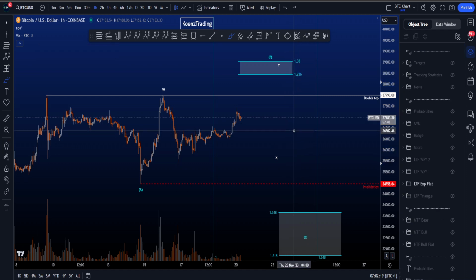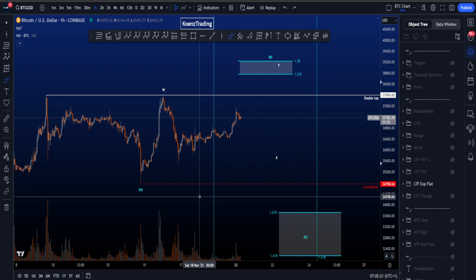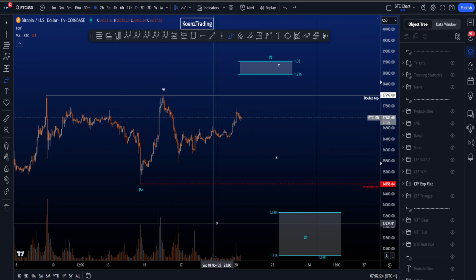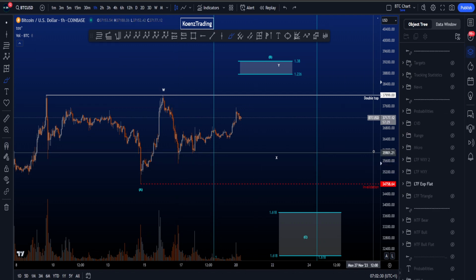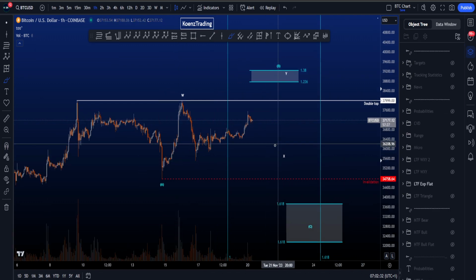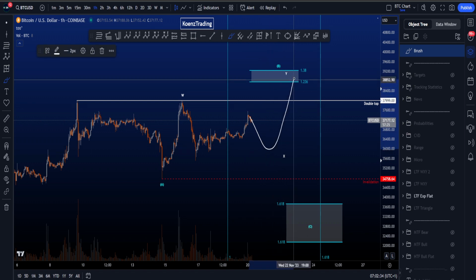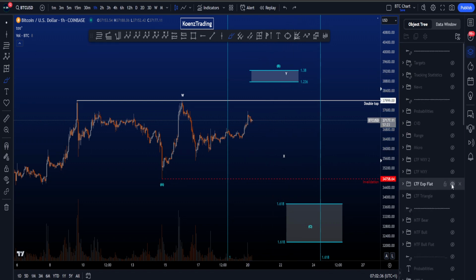But the result is pretty much the same, where you don't really expect price to move below this low here, 34.7, and the probabilities are at the moment not yet that high to also take this low at 35.5k. So in this scenario, you would prefer to see eventually a move to the upside as well.